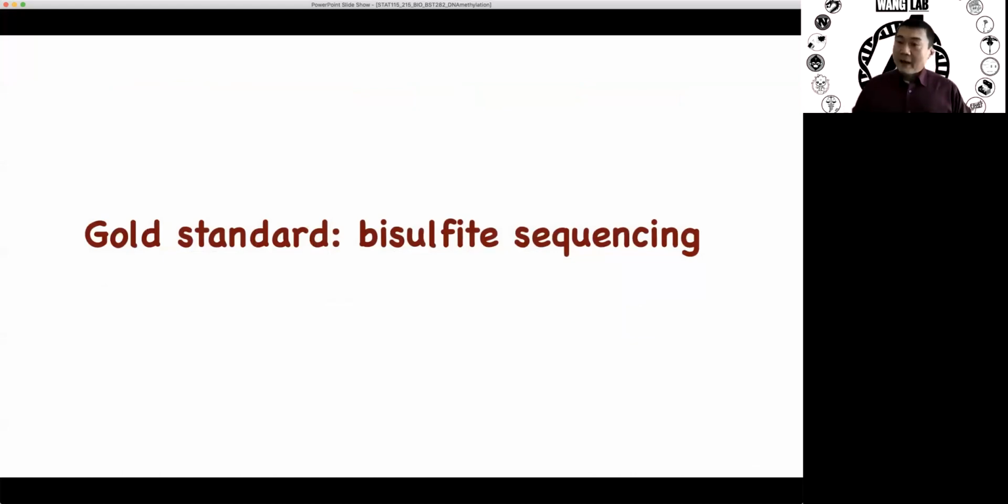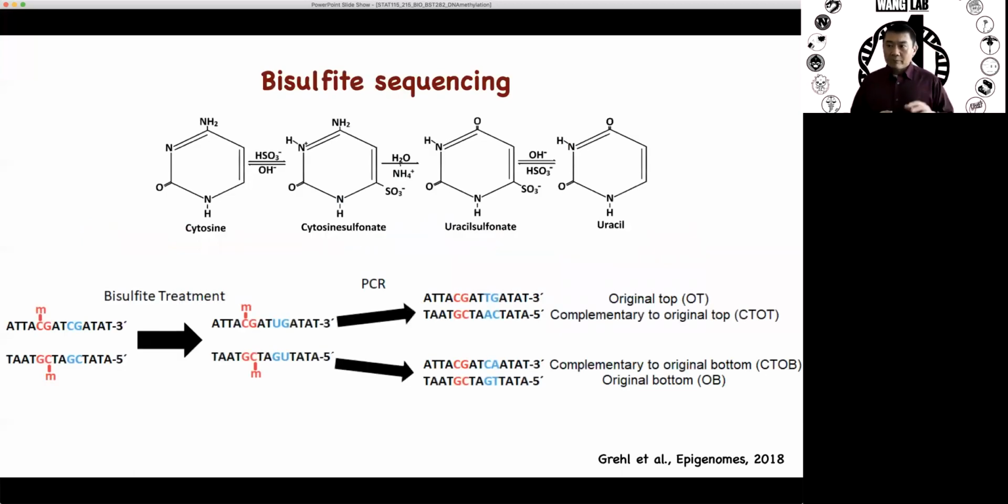The gold standard is bisulfite sequencing, right? The two methods I told you earlier are enrichment based, which means they do not tell you the absolute level of methylation. You get the relative enrichment. But bisulfite sequencing gives you the absolute level. It's a digital readout, right?